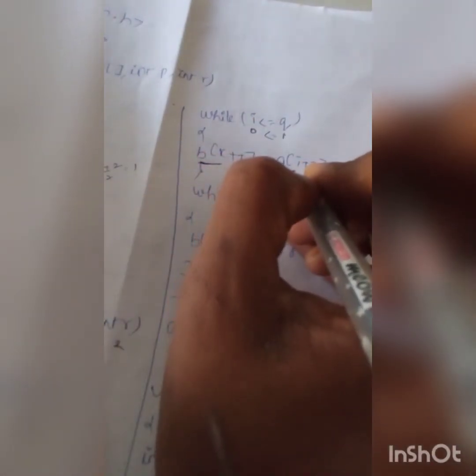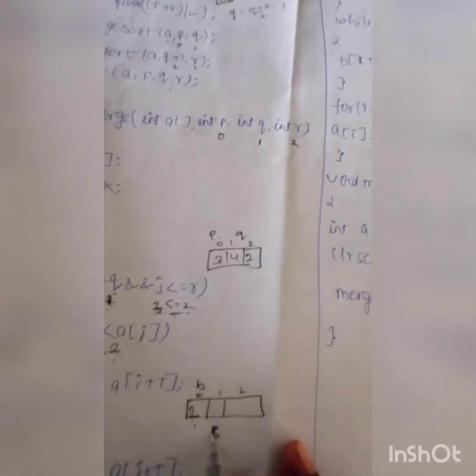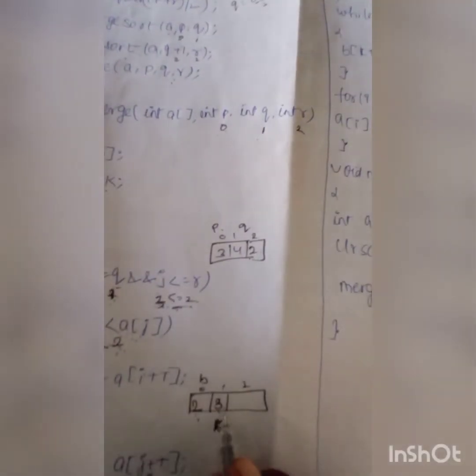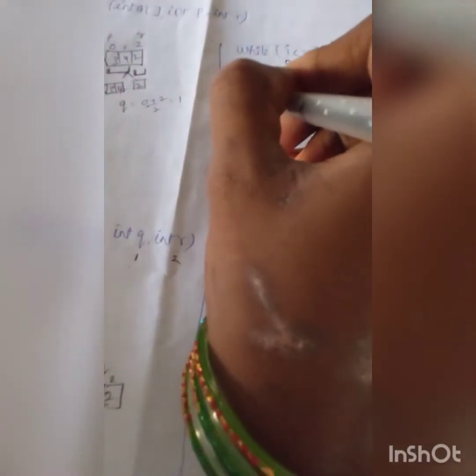What do you have in a of i? i is 0, so what is there is 3. That gets copied into b of k. So b of k, k is already 1 initially, so that 3 will be stored here. And next i will be incremented by 1 and k also will be incremented by 1. Previously k is 1, now k will be at 2.